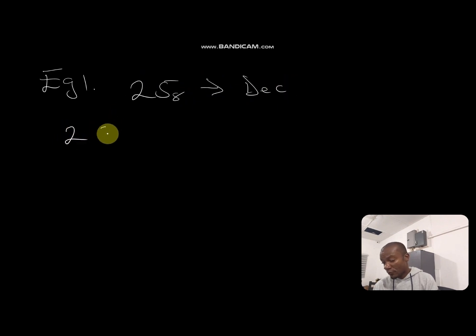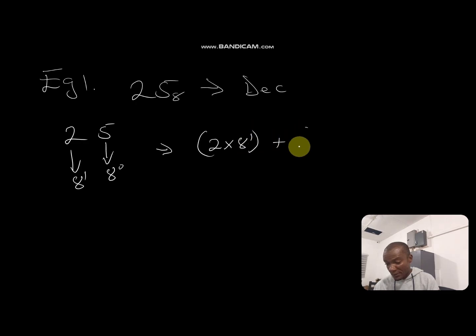So example 1, if you have 25 base 8 and you are to change this to decimal or to base 10. So 2, 5, I will multiply the 5 by 8, which is the base, raised to the power 0, multiply the 2 by 8 raised to the power 1. So I will have 2 times 8 raised to the power 1 plus 5 times 8 raised to the power 0.